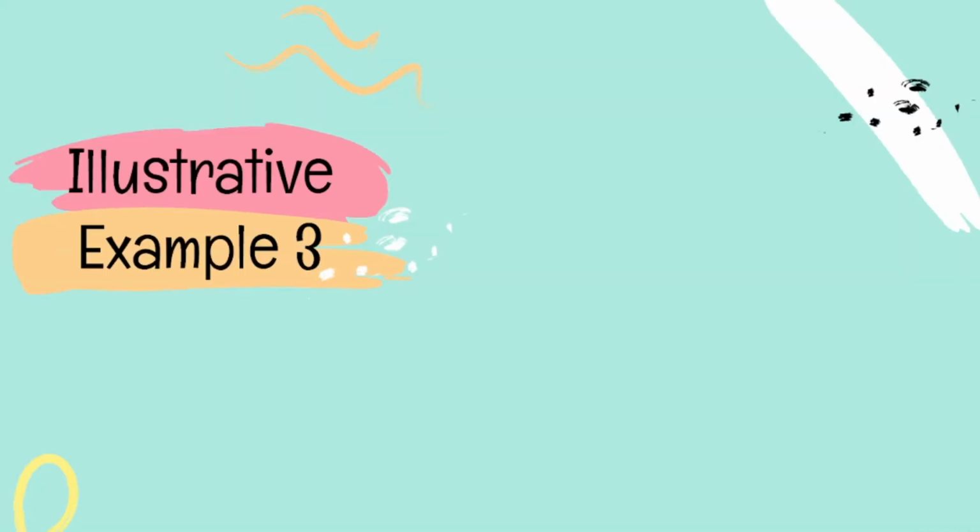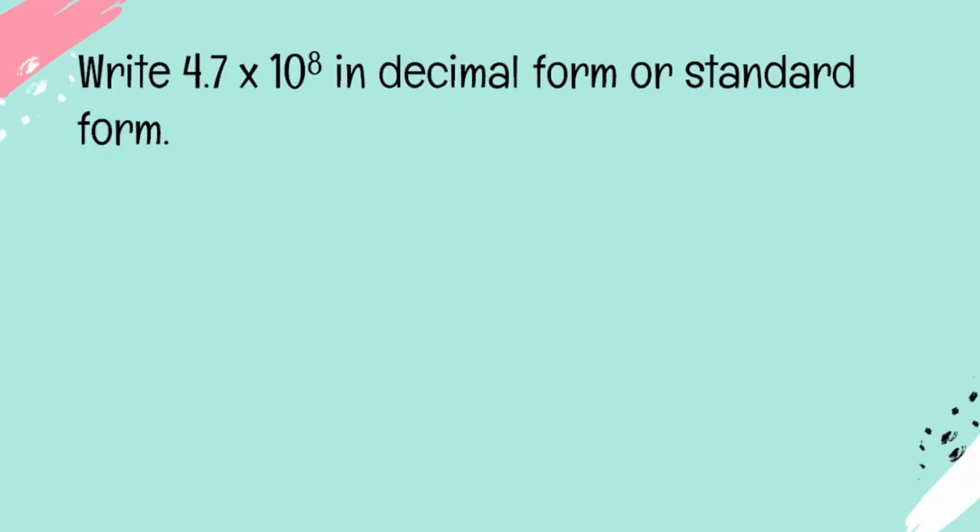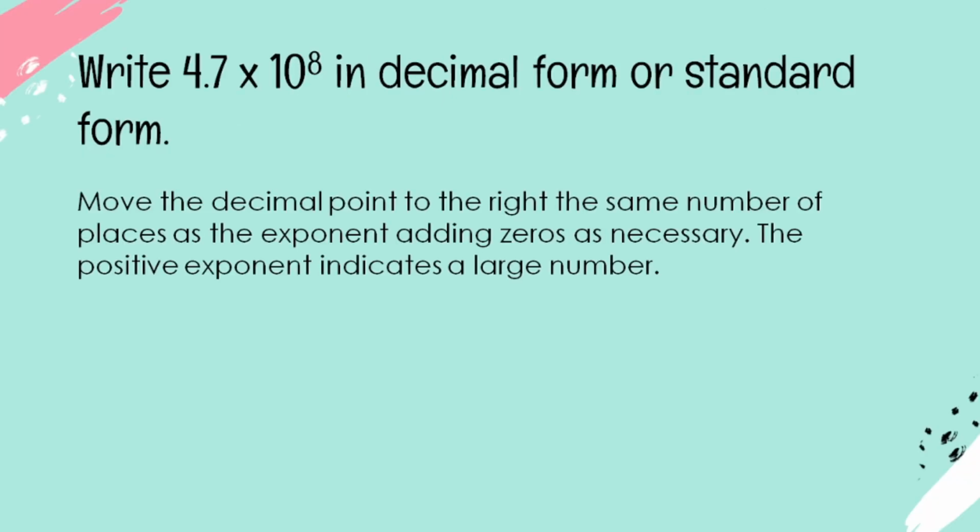Okay, let's have the illustrative example number 3. Paano naman pag ganito? Binigay sa scientific notation, kailangan naman natin siya i-convert in standard form. Okay, scientific notation naman ang given. In standard form or decimal form naman natin siya gamitin. So we have here 4.7 times 10 raised to 8. Move the decimal point to the right the same number of places as the exponent, adding 0 as necessary. The positive exponent indicates a large number.